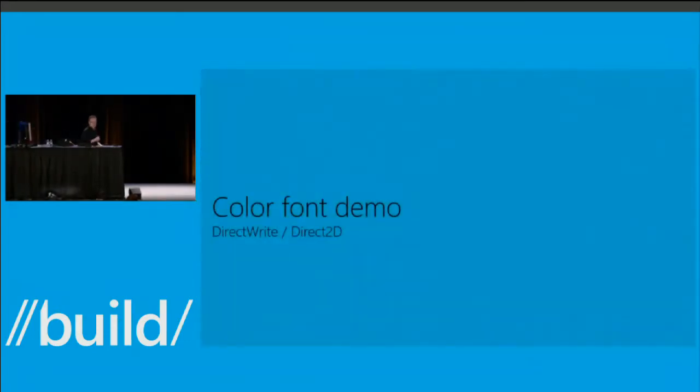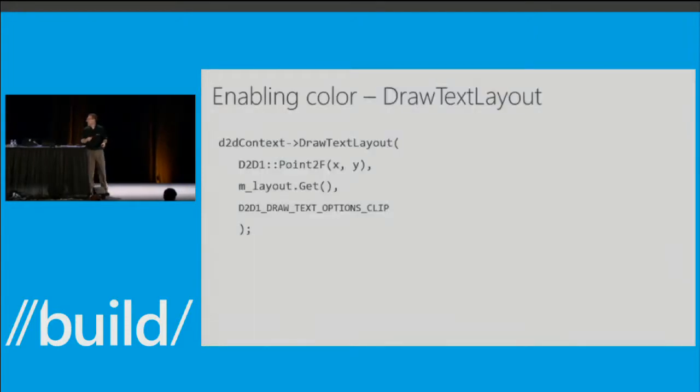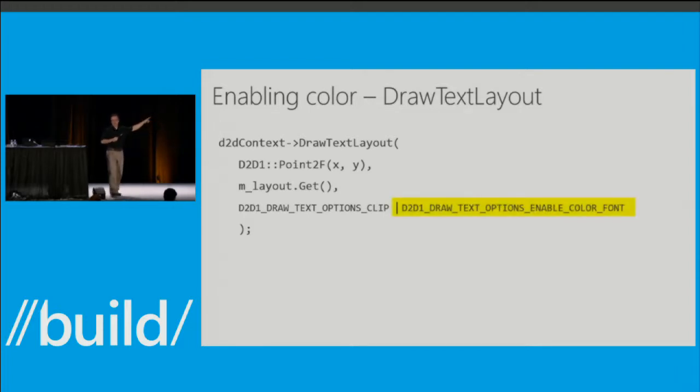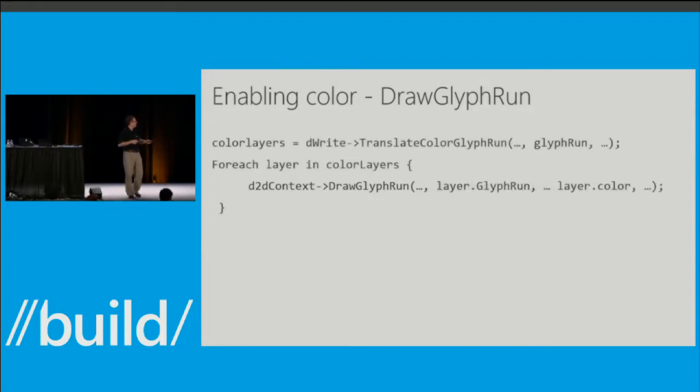So I'm sure you're wondering, if I'm using DirectX, how the heck do I turn these on? Well, it's really pretty simple. If you're using text layout with D2D, all you need to do is turn on that bit, and you've got color turned on. If you're using draw glyph runs, which a lot of apps use if you're doing your own layout, you get the glyphs back from DWrite, where you would say draw glyph run instead, and this is in pseudocode. You query to translate that into an iterator. That iterator then gets used, and you iterate over those colors and draw the glyphs.